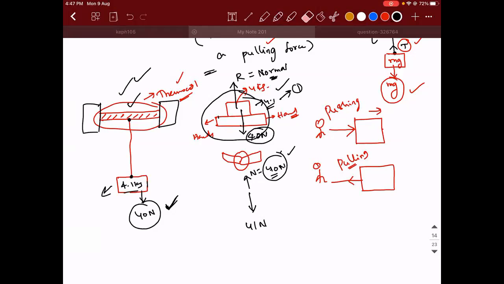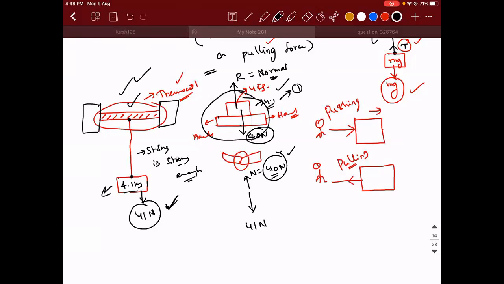If I increase it to 4.1 kilogram, then there will be a force greater than this, so it will break, sir. Why will it break? I am assuming that it is. I am saying that the string is strong enough.